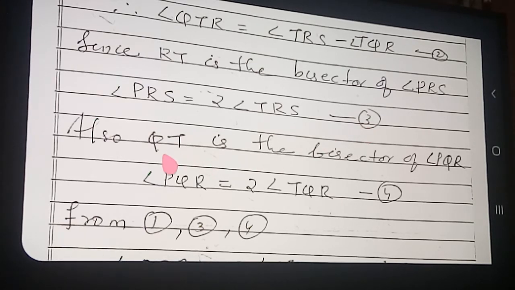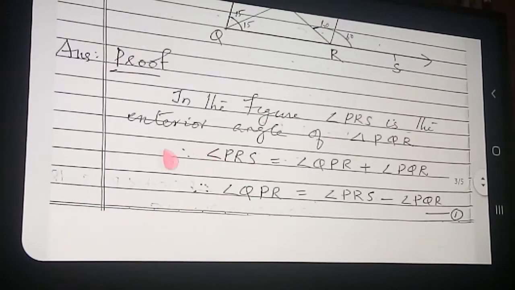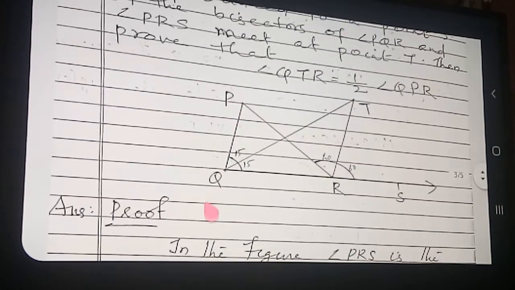And similarly, QT is the bisector of which angle? Angle PQR. Therefore, how can we write PQR? 2 times angle TQR. If you need once more, I will show you in the diagram. See here, PQR total angle, how much is coming? 15 plus 15 means 30. PQR is equal to 2 times angle TQR. TQR means which angle? This small angle. 2 into 15, how much? 30. Therefore, PQR is equal to 2 times angle TQR.